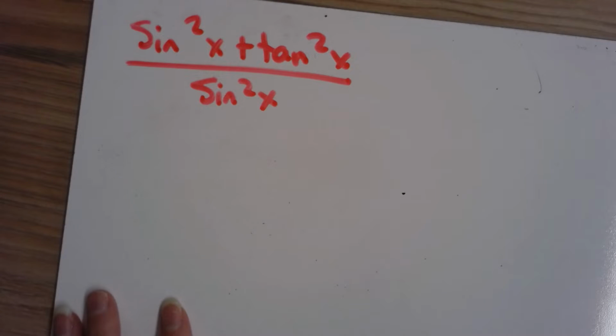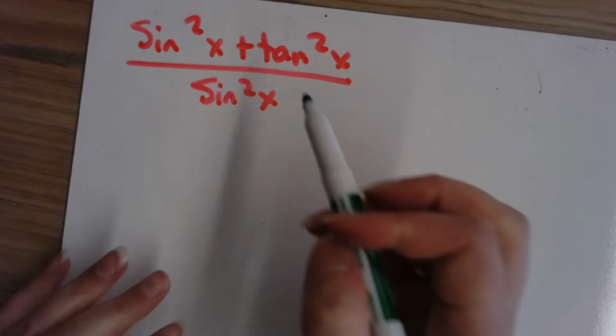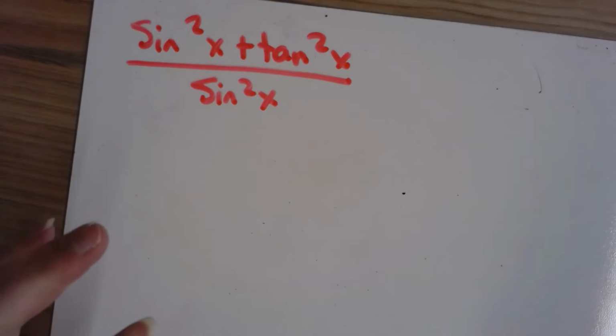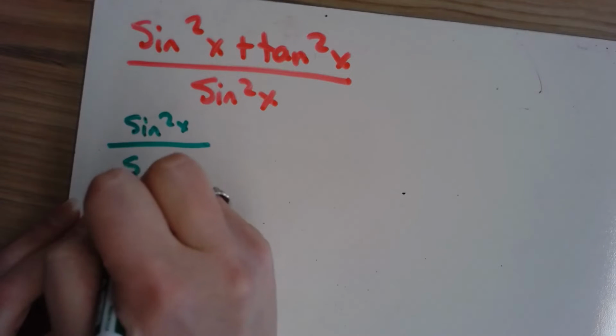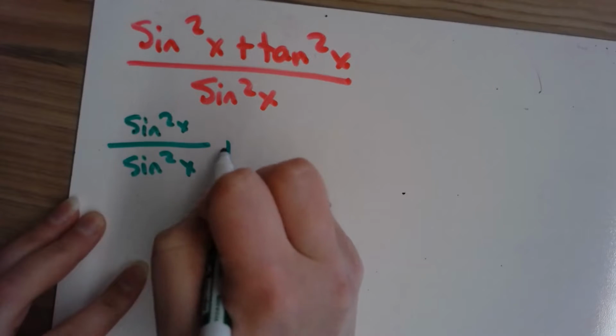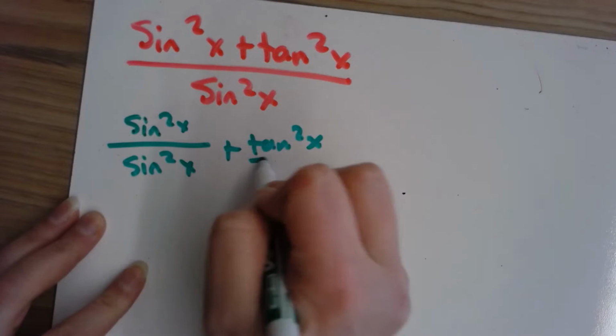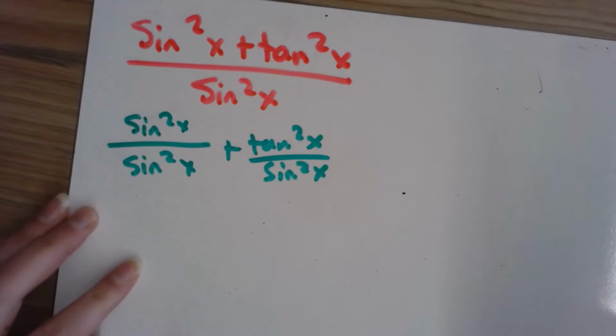If I look at this, sine squared x plus tangent squared x, I'm going to look at my Pythagorean identities just in case. There's nothing that has a sine squared x and a tangent squared x, so that's not going to work. But instead of like the last example where we put the fractions together, we're going to take the fractions apart. So we're going to do sine squared x over sine squared x plus tangent squared x over sine squared x.